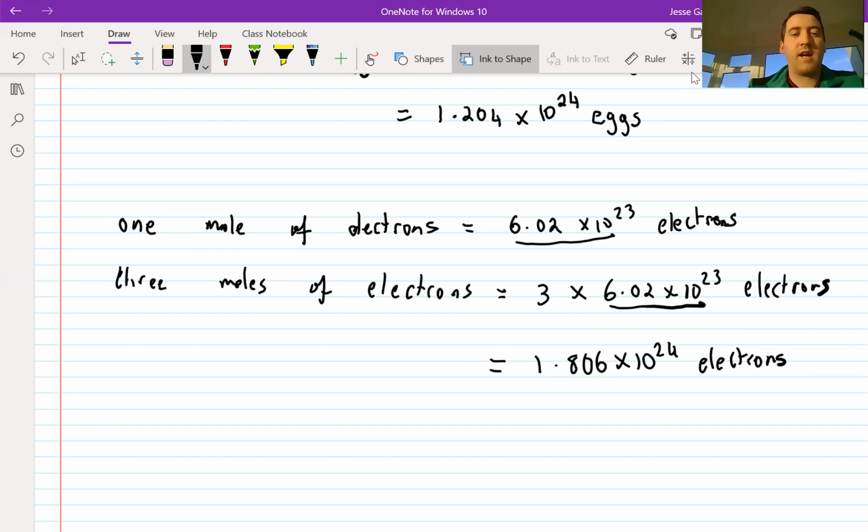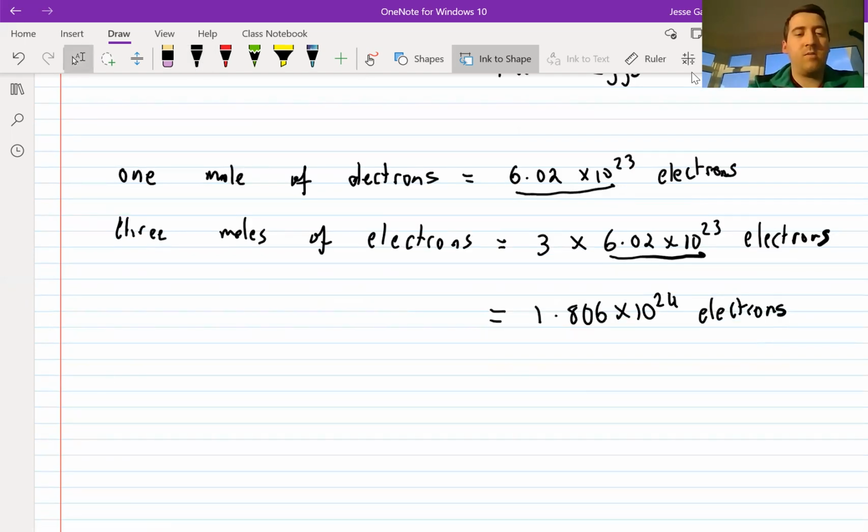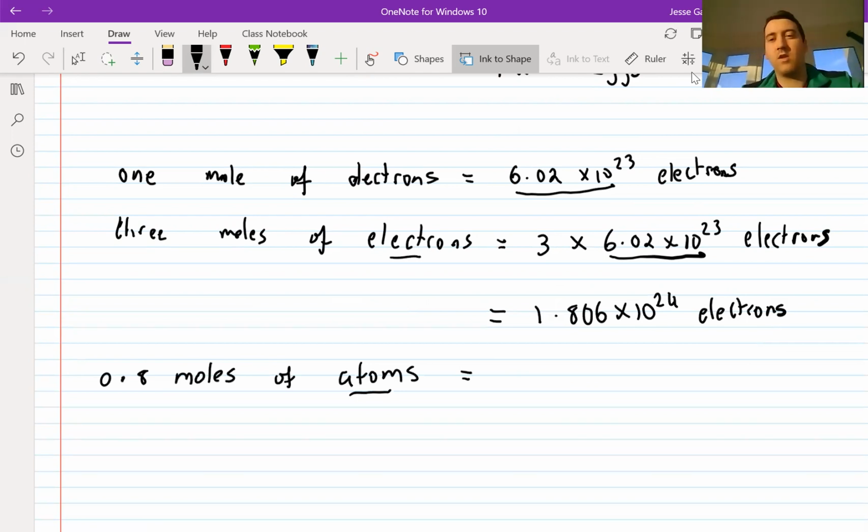What about if I had 0.8 moles of atoms? It really doesn't matter whether we're counting atoms or electrons or protons or neutrons. These are all tiny particles. It doesn't matter. The process of working out how many there are is the same. All right, so I'm going to stop now and I'm going to get you to pause the video and do the whole sum for me now, please.